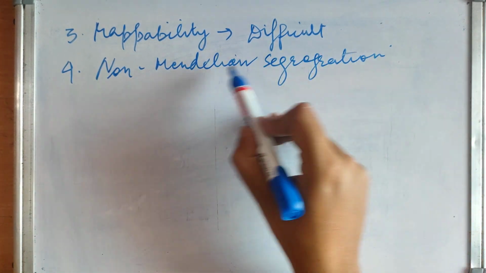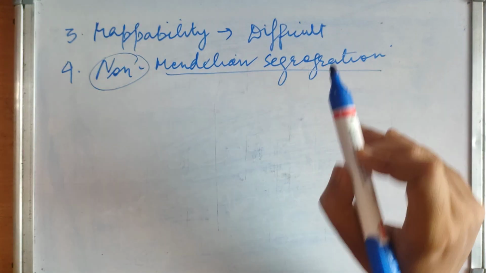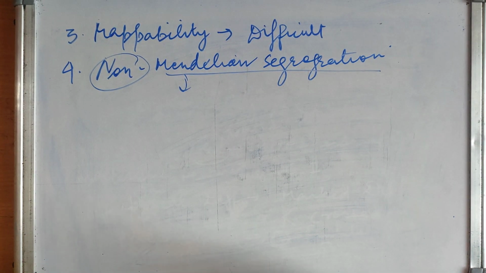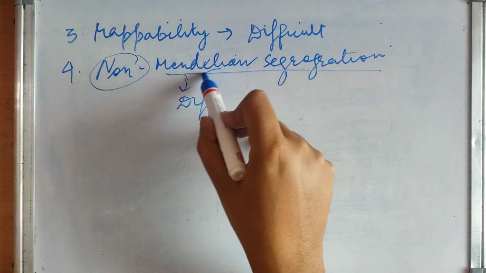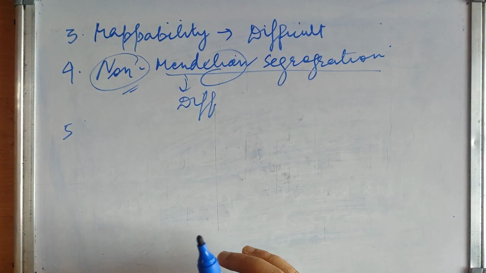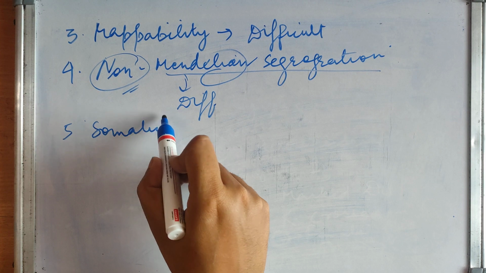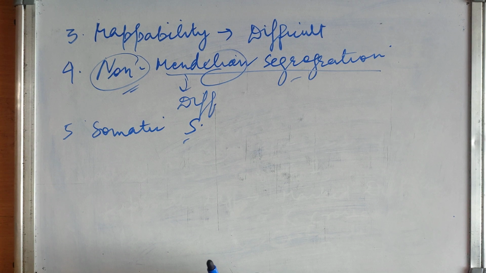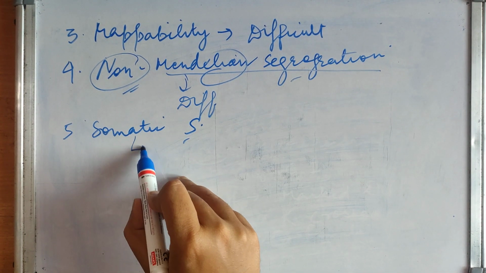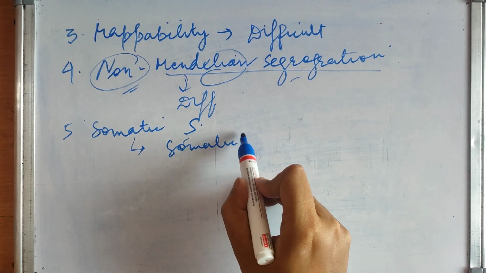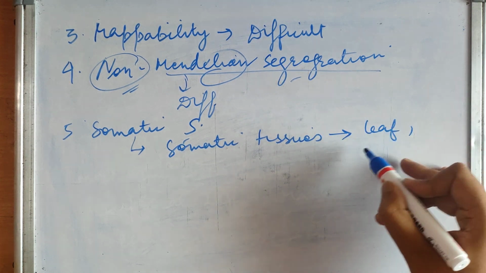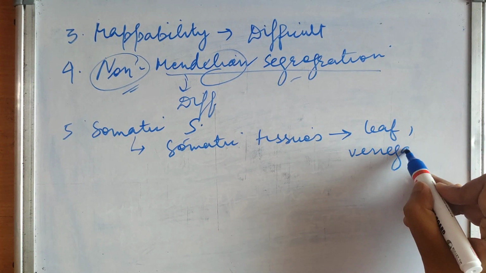Next is non-Mendelian segregation. You know what is Mendelian segregation. Now here we see non-Mendelian segregation. In cytoplasmic inheritance, the segregation in cytoplasmic genes is different from Mendelian. We also see somatic segregation. Characters governed by cytoplasmic genes usually exhibit segregation in somatic tissues, such as leaf variegation.